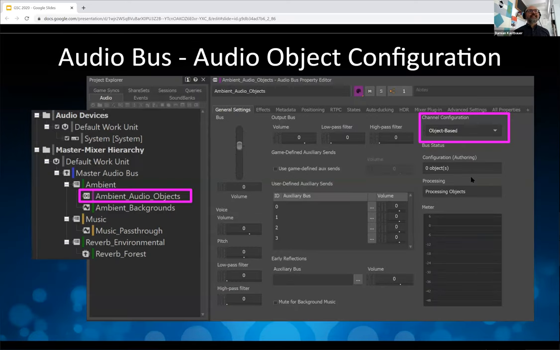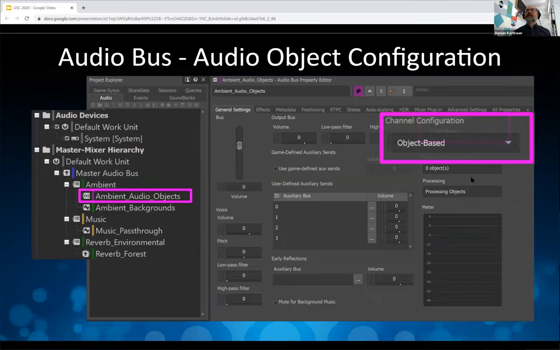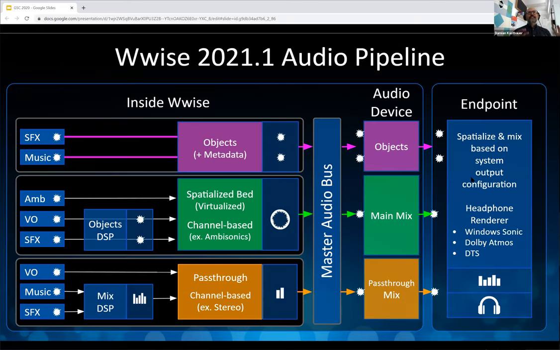And in WISE, it's as easy as adding an audio bus for our audio objects and setting the channel configuration to object base. This ensures that sounds that are delivered to this audio bus will be preserved as objects along with all of their metadata and delivered to the audio device and then finally to the endpoint. And this is a full picture of the new audio pipeline for WISE 2021.1 and really encompasses these three pieces of what we see as a comprehensive tool set to help you author at the greatest level of detail for spatial precision.